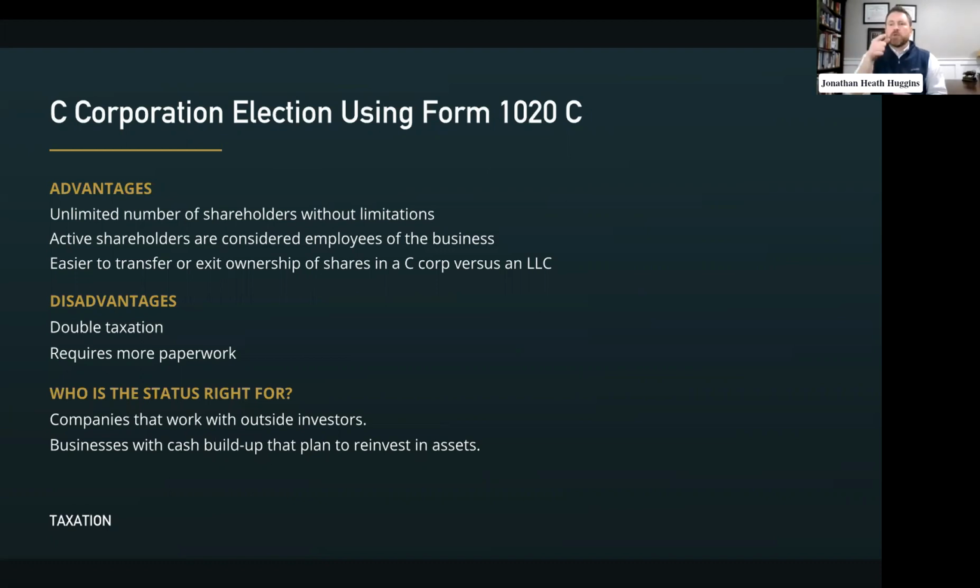And also, with a C Corp, you pay the business tax at that level on the profits from whatever work is done. But then say you get a dividend distribution, you pay taxes on the dividend distribution too. So that's what double tax means. It does require more paperwork.